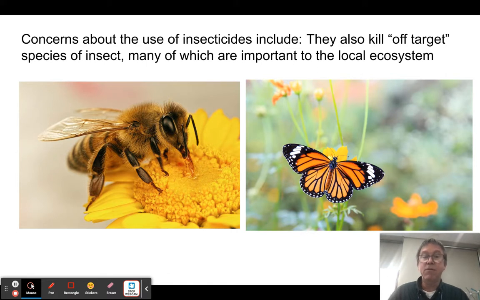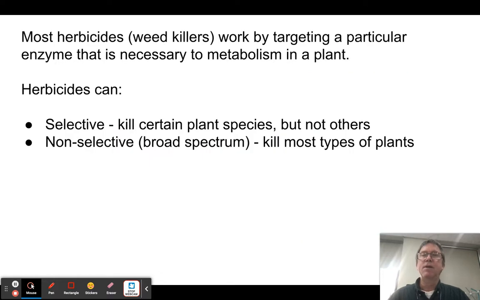And if not, they're just part of the food chain. They're important to other organisms. So it can be very disruptive to neighboring ecosystems by accidentally killing off-target species. So, obviously the target species is the one you want to get rid of, like the worm, we call it worm, but it's a caterpillar. It's an insect larva that's eating your corn, for instance.